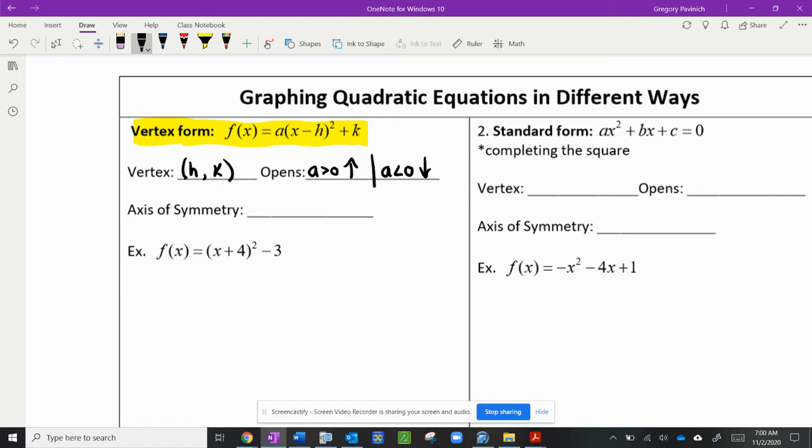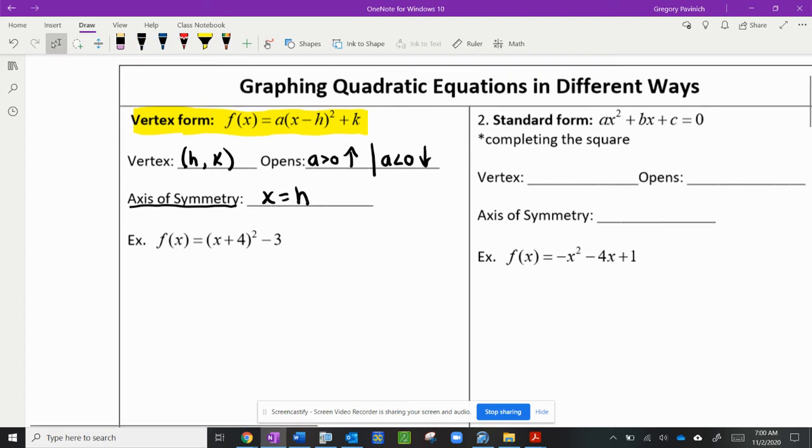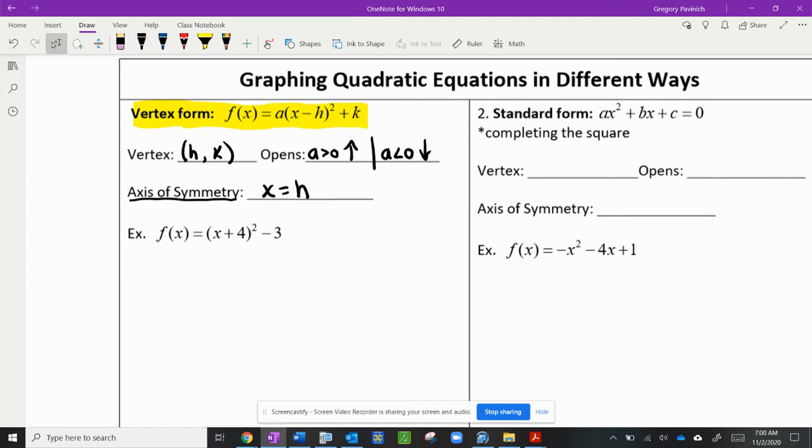Remember, a parabola is symmetric across the y-axis, but if it shifts, it's still symmetric across its vertex, along the vertical line of the axis of symmetry, which is x equals whatever the x value of the vertex is, so x equals h.